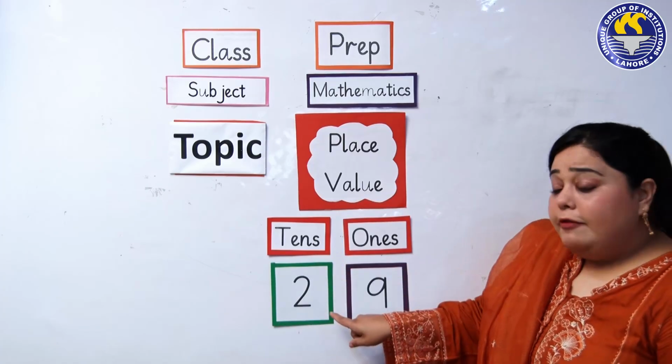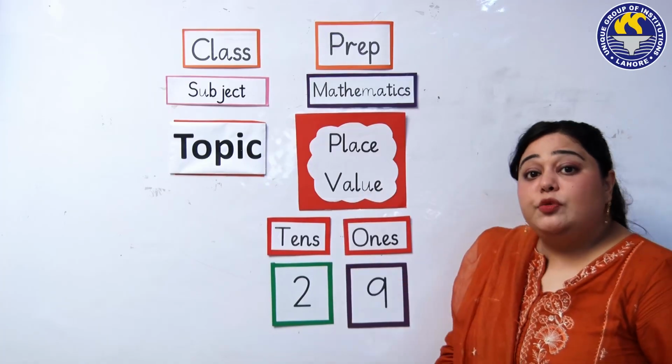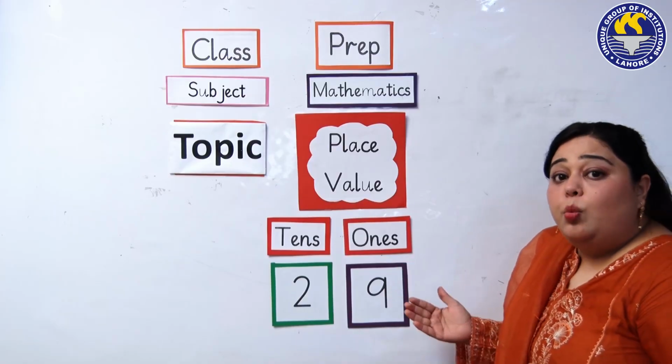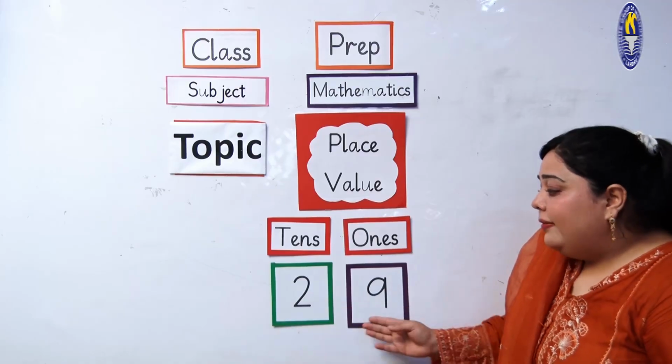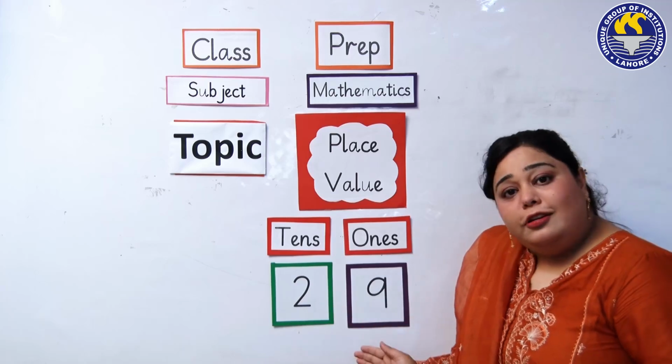So here we have 2 tens. How many tens? 2 tens. It means we have 20. And how many ones do we have? We have 9 ones. It means 9. So altogether these are 29. So place value tells us the value of the number.